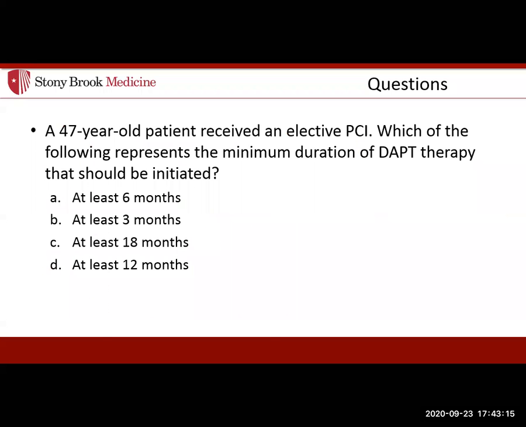So now our final question is: a 47-year-old patient has received an elective PCI. Which of the following represents the minimum duration of dual antiplatelet therapy that should be initiated? Yes, so the answer is D. As we spoke about earlier on, it was shown that the extended duration of DAPT of at least 12 months has significant benefit in these patients.